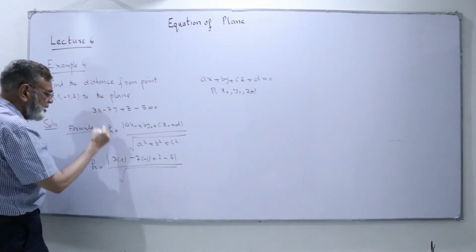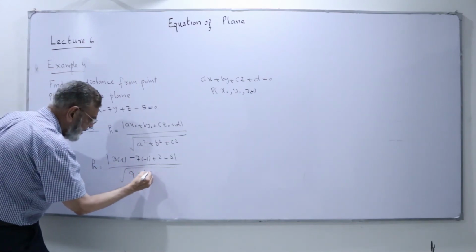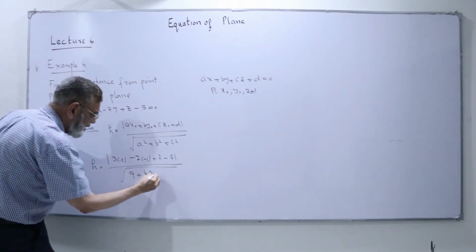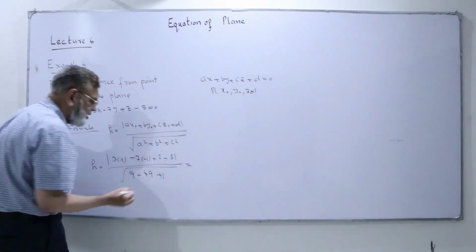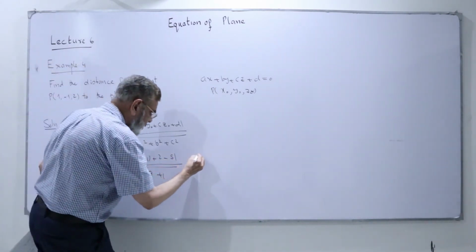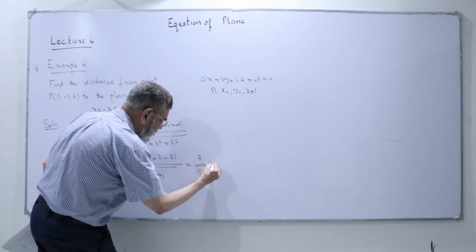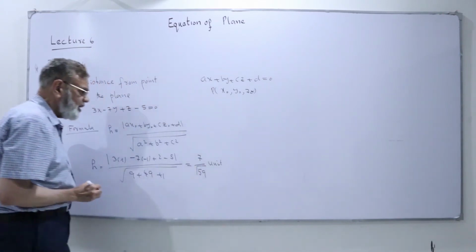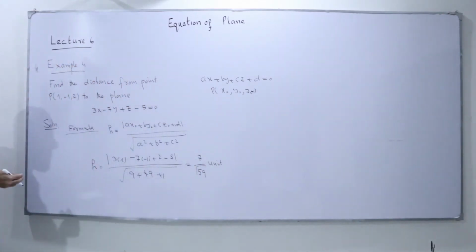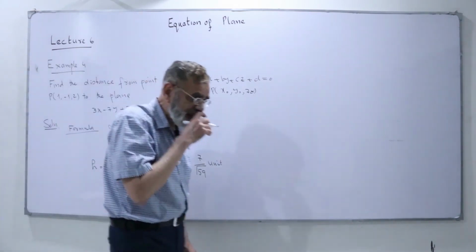A is our 3, so 9. b is our -7, squared is 49, and c is 1, so we get plus 1. So we simplify this, and we get the result equal to 7 over root of 59 units, whatever unit of length we are using. We take the absolute value because this must be positive. If not positive, then make it positive. So this was the idea for this example.